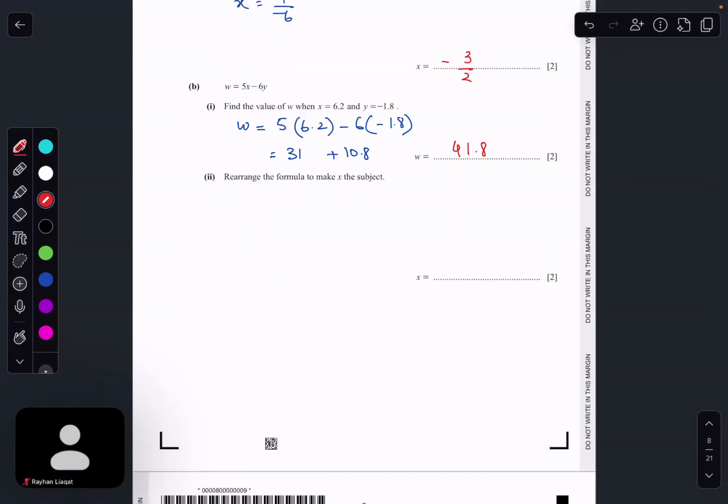Okay. Next, rearrange the formula to make x the subject. So we are going to rearrange everything over here. To make x the subject, we were starting with w is equal to 5x minus 6y. Now, leave the x term over there, is equal to 5x. Now, according to this, left-hand side is equal to right-hand side, so I can switch the side like this. Left-hand side is equal to right-hand side in an equation. So x is equal to w plus 6y over 5. That's your answer.